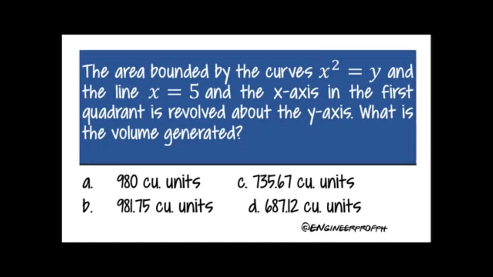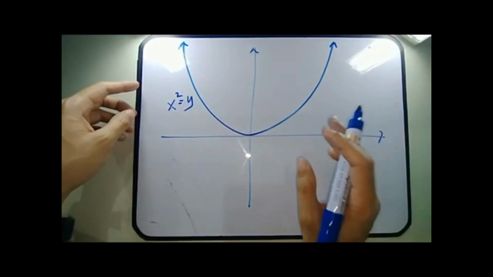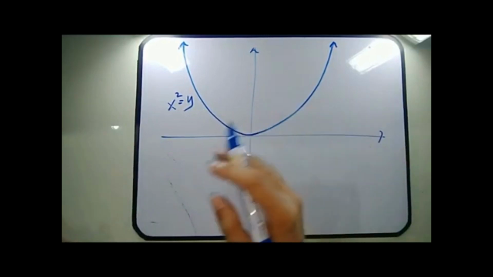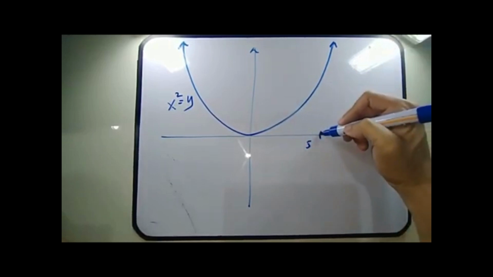So the area bounded by the curves x squared is equal to y, and yung line is x is equal to 5, and the x-axis in the first quadrant is revolved about the y-axis. So what is the volume generated? So graph natin yung curves. We have here x squared is equal to y. So ito ay upward siya guys because y is positive. So this is x squared equals y. Then yung line natin is x is equal to 5. So say this is 5. So ito yung line natin.